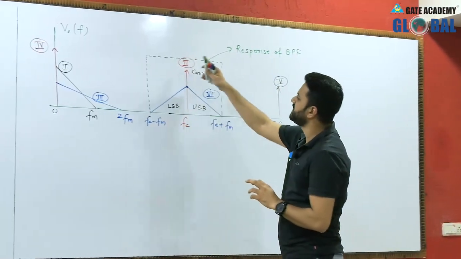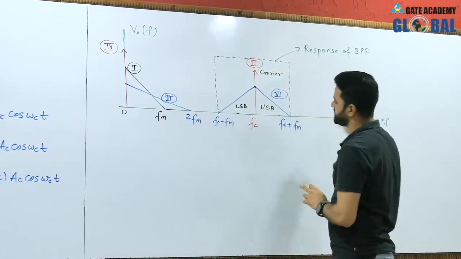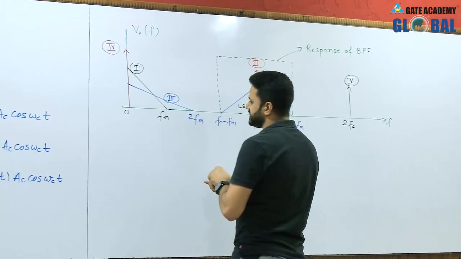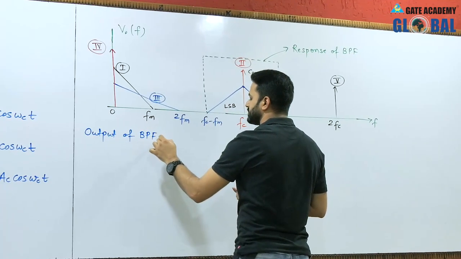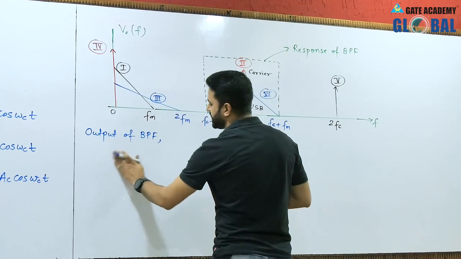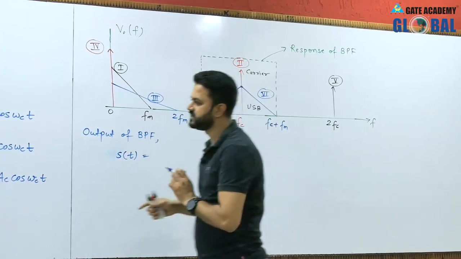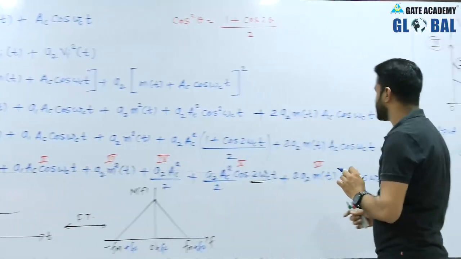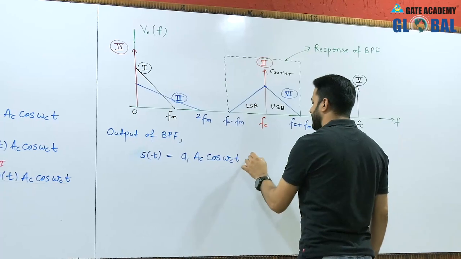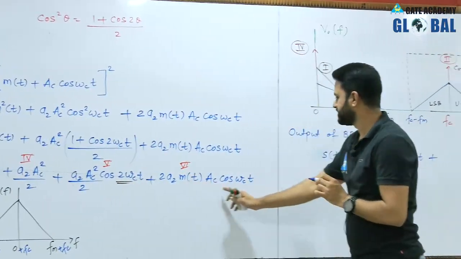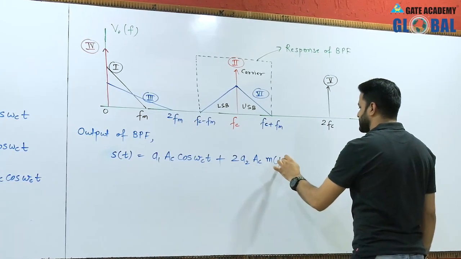And if the band pass filter has characteristics like this, then it will suppress the other components like the first, fourth, third and fifth terms, and we get the output as an AM signal. So the output of this band pass filter will be S of t: the second term and the sixth term. The second term is A1 Ac cos omega c t, and the sixth term is 2A2 Ac m(t) cos omega c t.